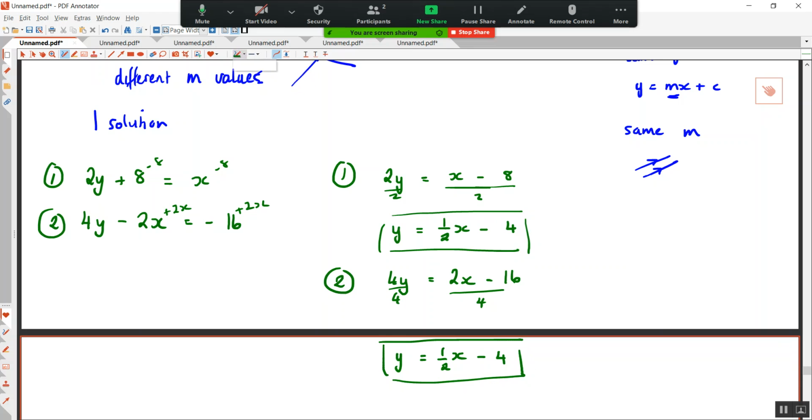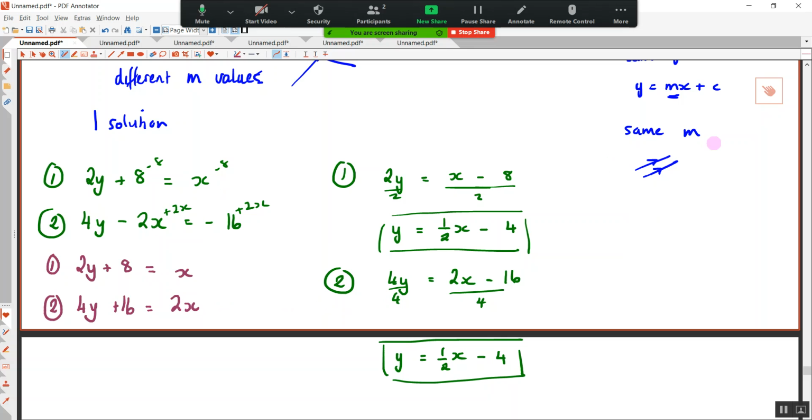Now, there is a quicker way of doing it, which is to say, if I looked at just different colors, so 2y plus 8 is x. And what I'm going to do is I'm not going to do gradient intercept, I'm just going to do it in the same form as this one. So number 1. Number 2, I'm going to write as 4y, and I'm going to add the 2x and then add the 16. So I'm going to have 4y plus 16 is equal to 2x. Are you okay with that?